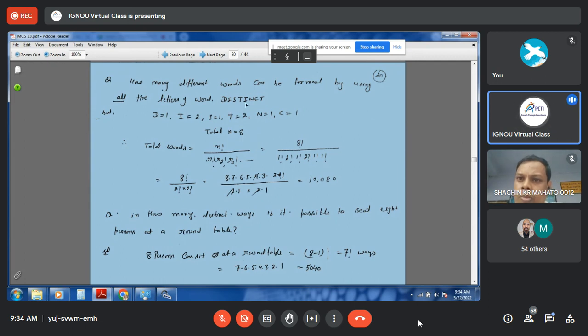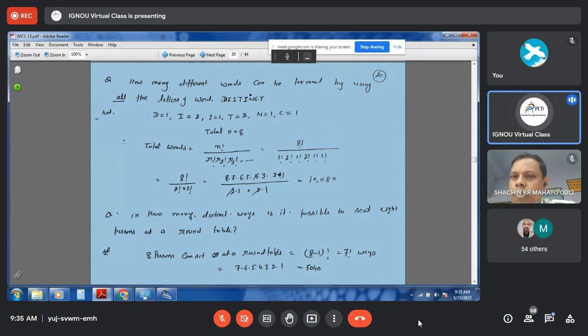How many words can be formed by using all the letters, mixing all these letters? Whether their meaning exists in English or not, we are not concerned with that. We are concerned only with how many words can be formed.